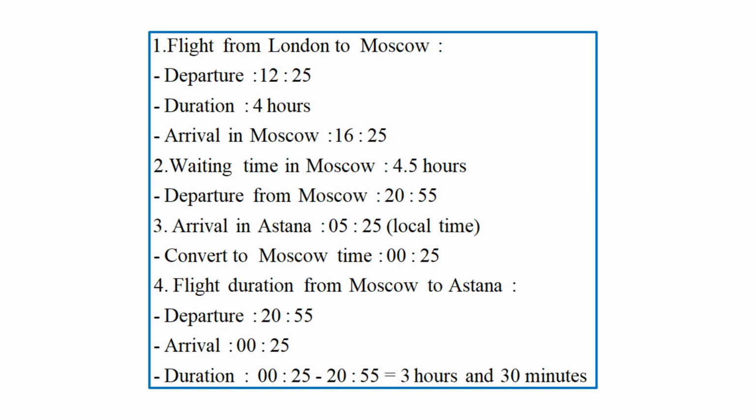So now, we know the departure time from Moscow was 25 minutes before 9 in the evening, and her arrival time, when converted to Moscow time, was 25 minutes after midnight. This means the duration of her flight from Moscow to Astana was 3.5 hours. To summarize, Fariza's flight from Moscow to Astana took 3 hours and 30 minutes.